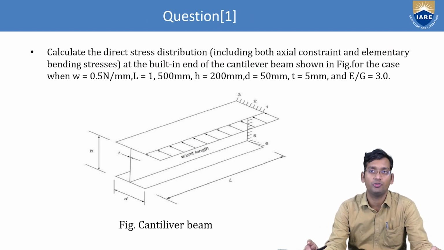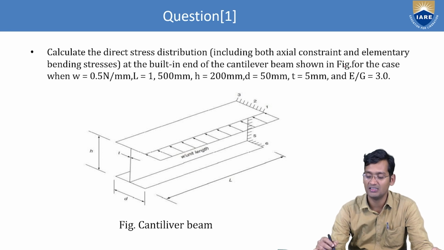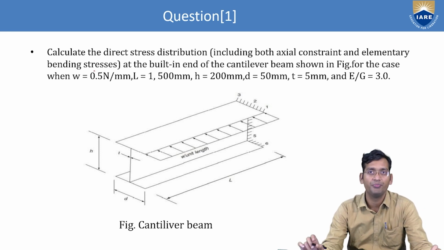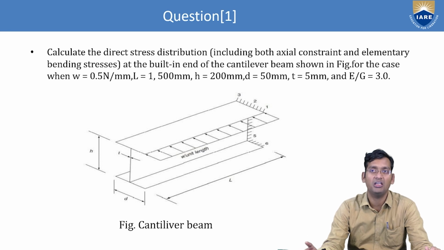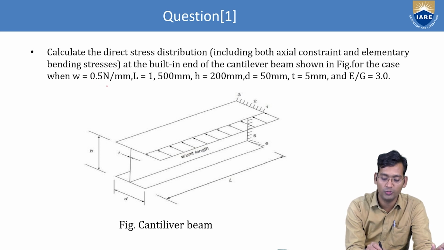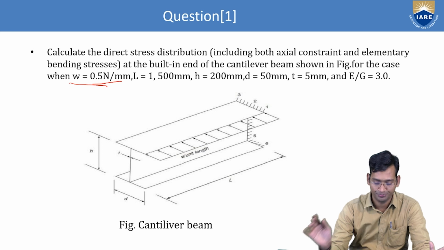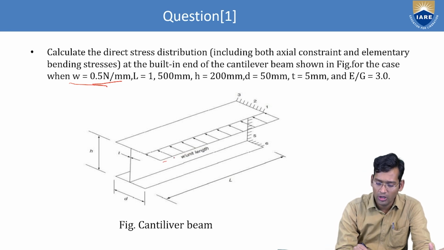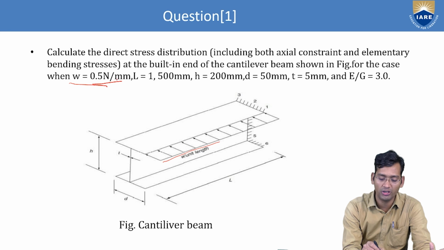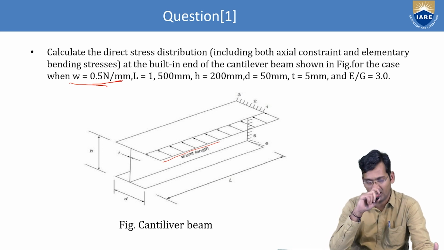Calculate the direct stress distribution, including both axial constraint and elementary bending stress at the built-in end of the cantilever beam shown in the figure, for the case when W is 0.5 Newton per mm. That is a uniformly distributed load. Newton per mm tells us whether it is a point load or a uniformly distributed load, so here it is uniformly distributed. You can see in the figure W per unit length.